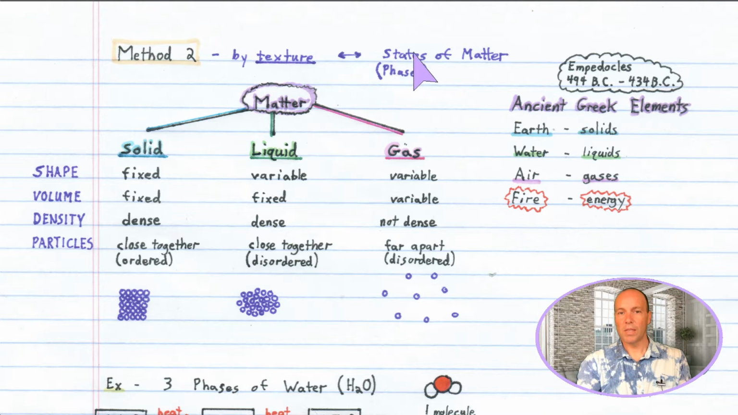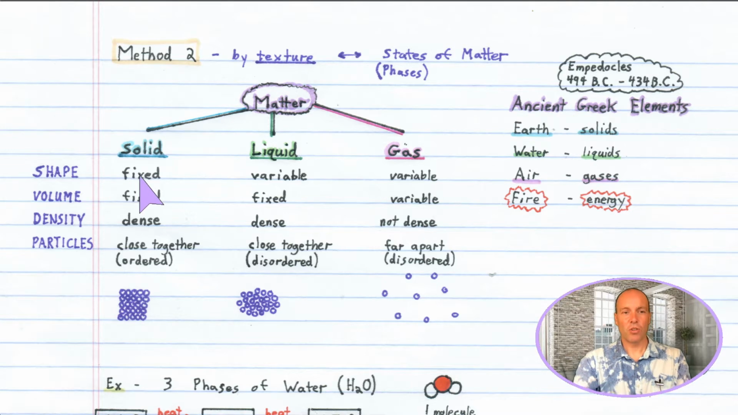These are the three states or phases of matter. All matter can be placed into one of these three categories: solids, liquids, and gases. You've probably heard of these. They are very different from one another, and these properties here on the left will help distinguish them.